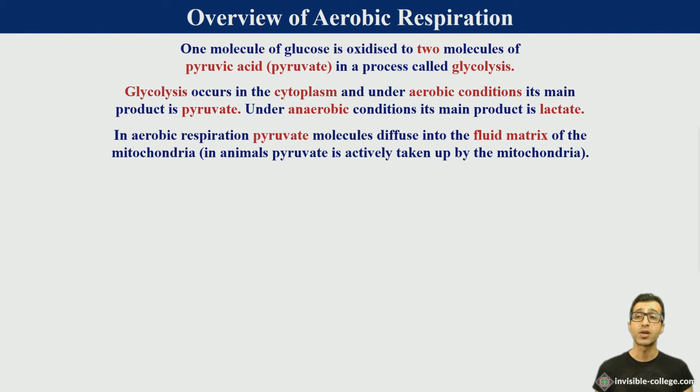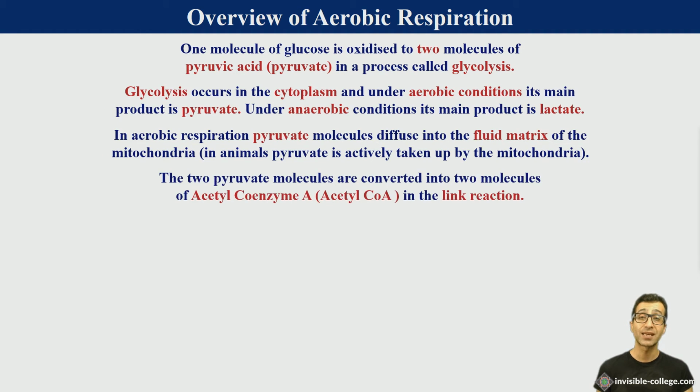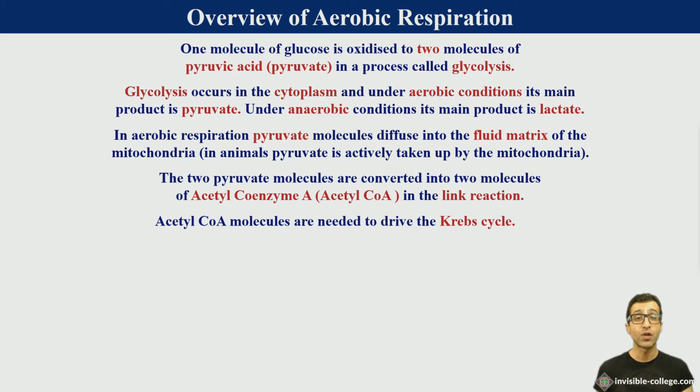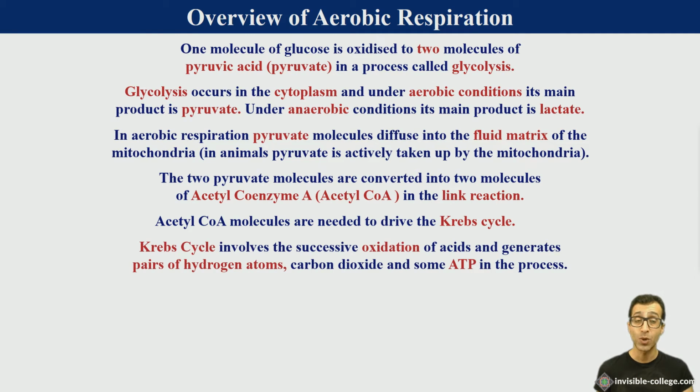Now, in aerobic respiration, the pyruvate molecules then diffuse into the fluid matrix of the mitochondria. In animals, the pyruvate is actively taken up by the mitochondria. The 2 pyruvate molecules are then converted into 2 2-carbon molecules of acetyl coenzyme A in what we call the link reaction. The acetyl coenzyme A molecules are then fed into the Krebs cycle, and the Krebs cycle involves successive oxidations of organic acids, and this generates pairs of hydrogen atoms, also carbon dioxide, and also some ATP by substrate level phosphorylation in this process.